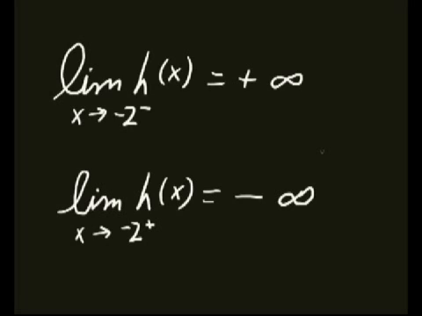So in this lesson, we discussed the graphs of rational functions. We figured out what domain, asymptote, and limits mean. And we finished up with some examples of limit notation.